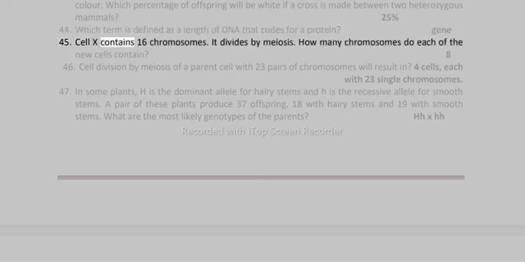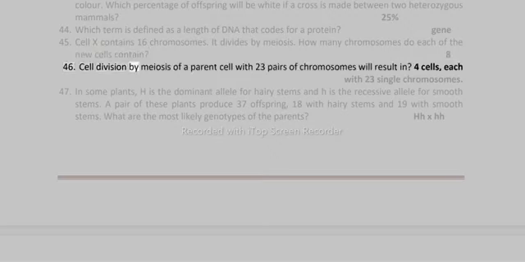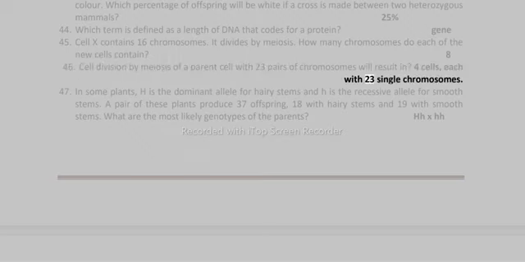45. Cell X contains 16 chromosomes. It divides by meiosis. How many chromosomes do each of the new cells contain? 8. 46. Cell division by meiosis of a parent cell with 23 pairs of chromosomes will result in 4 cells, each with 23 single chromosomes.